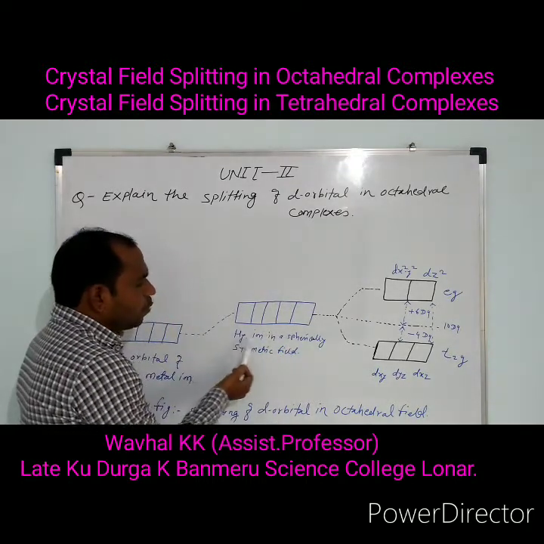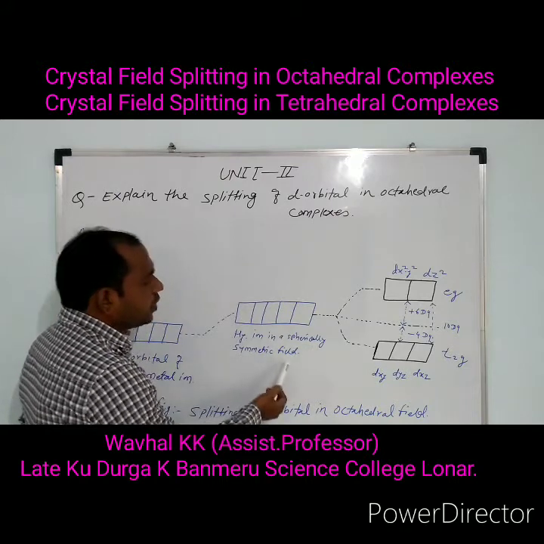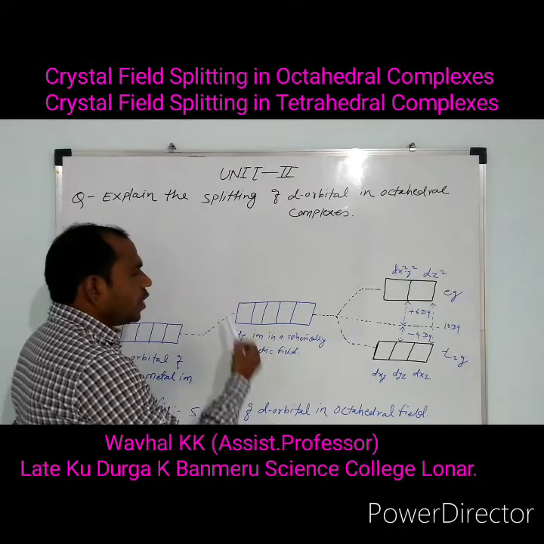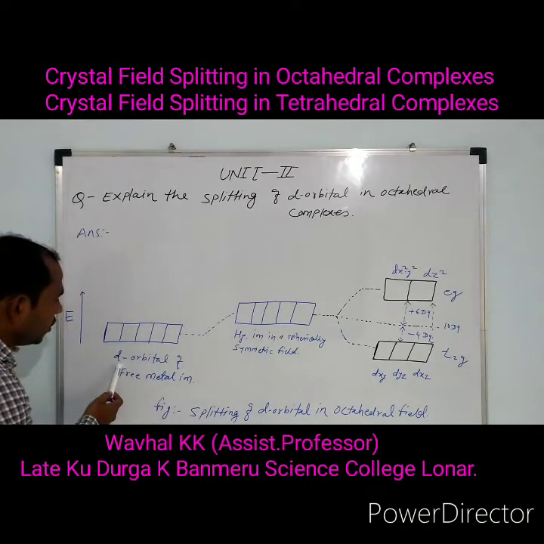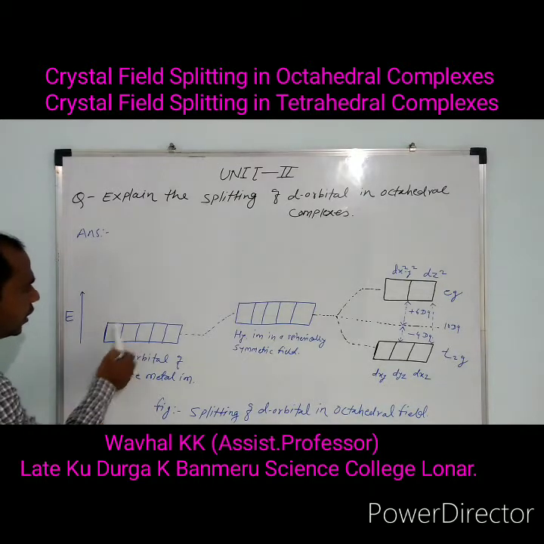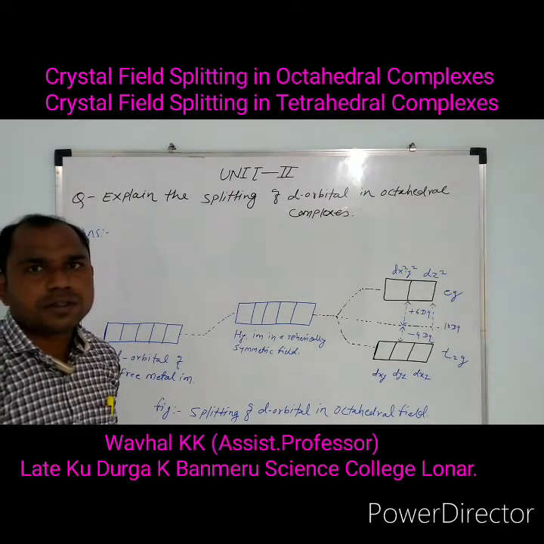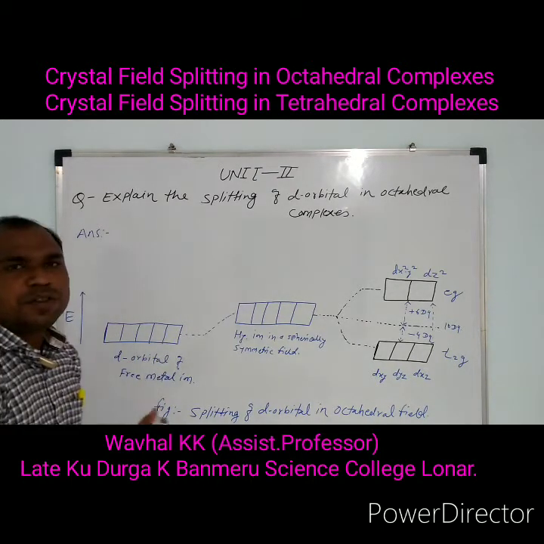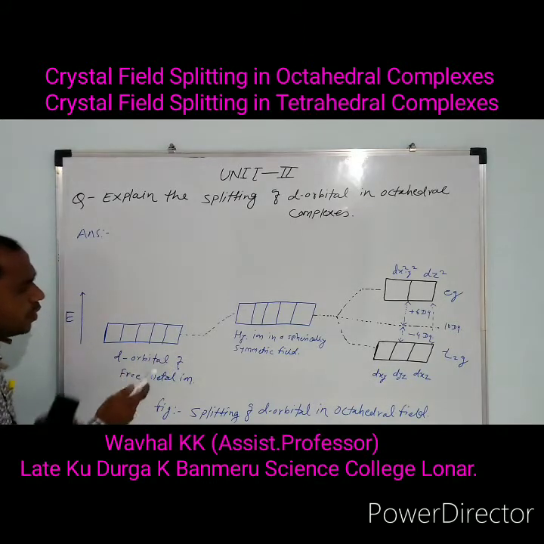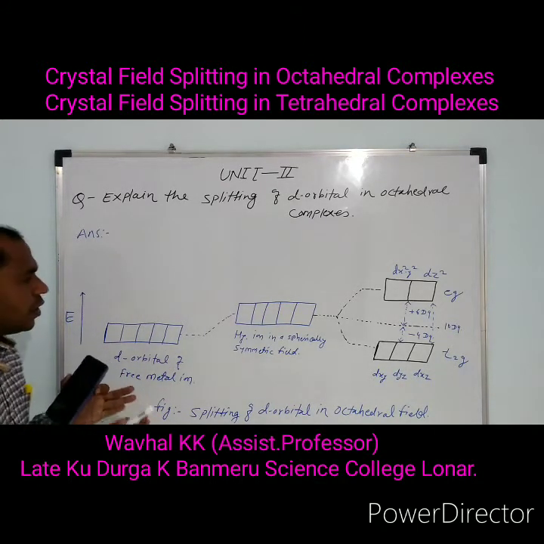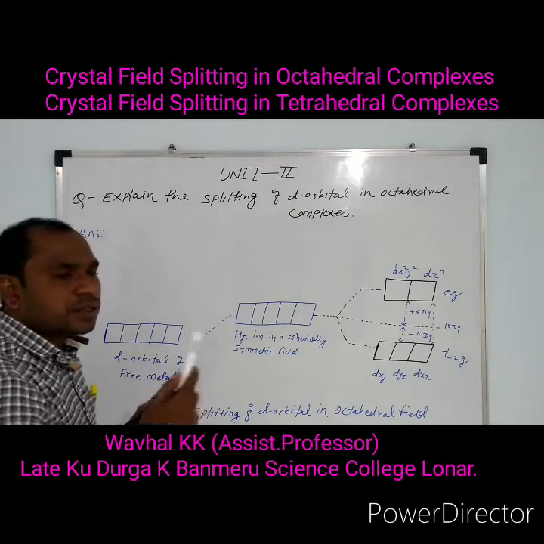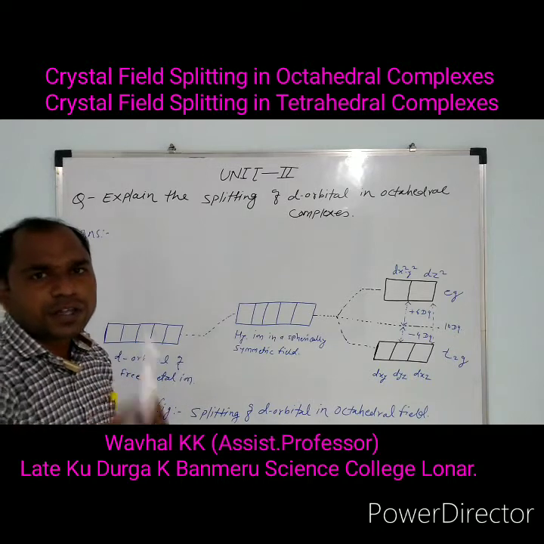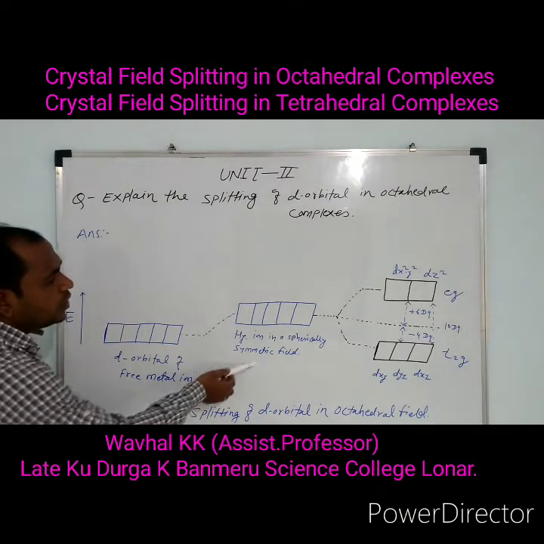This is the d orbital of a hypothetical ion in a spherically symmetric field, having higher energy. First of all, here is the d orbital of the metal ion. These are degenerate orbitals, meaning the five d orbitals have the same energy. When the six ligands approach, or when this metal ion is placed in an octahedral field environment, the energy of the d orbitals increases.